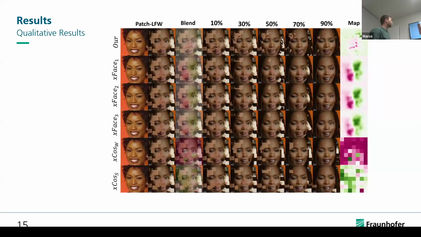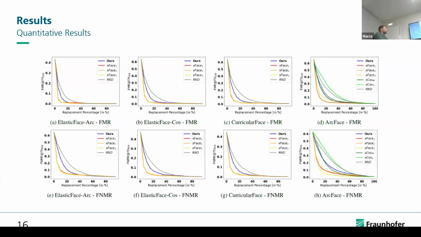I also have some more where we again do the replacement, but I think it's more interesting to actually see the quantitative results. So here we have the insertion and deletion maps. We have the replacement percentage on the x-axis, and here we have the false match rate and the false non-match rate. In blue we have our approach, in red, orange, and yellow the X-Face, and for this model, green ones are the cross-face models. What you can see is X-Face is better than our approach, but we are better than red, and also better than the X-Cos approach on all the 4 different isolation models, and on false match rate and false non-match rate.